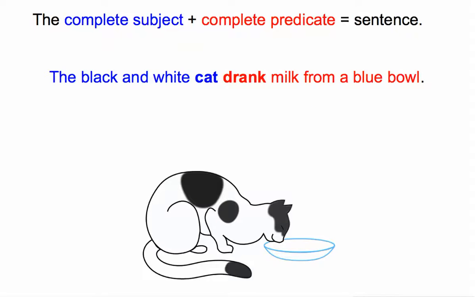When we put together the complete subject and the complete predicate, we have a sentence. Every word in a sentence is going to be part of the complete subject or the complete predicate.